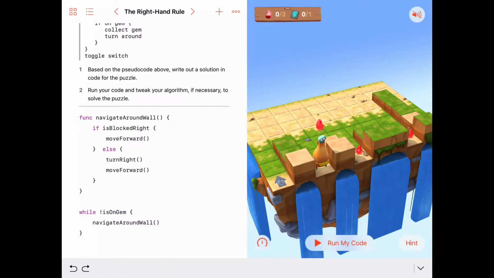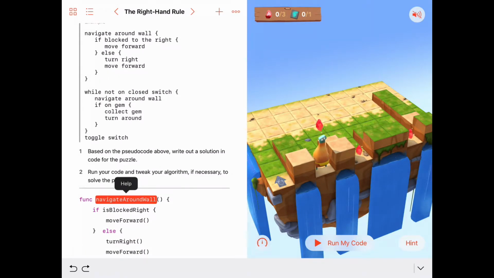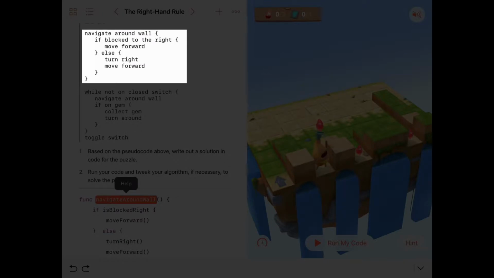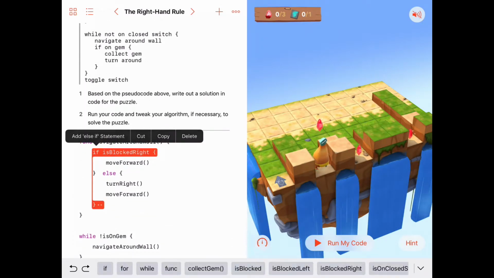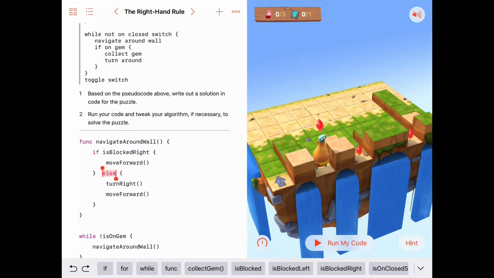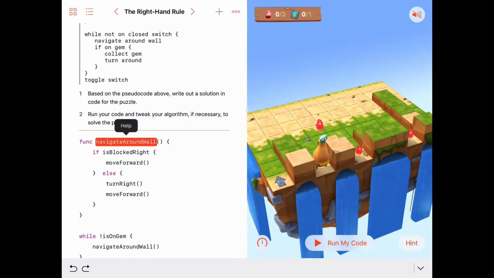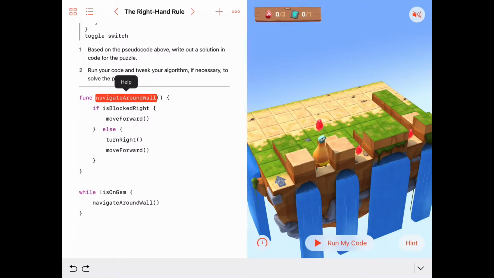All right. So again, what is navigate around the wall? Well, this is just the Swift version of that pseudocode above, which says if we're blocked to the right, that's good. We want to keep moving forward. That means the wall is on our right. But if we've come away from the wall, we have this else statement here, which says we need to turn right, go back and find the wall by moving forward until we're blocked to the right again, and our right hand will be up against the wall. All right. So we're going to keep calling this navigate around wall function as long as we're not on a gem. When we're on a gem, we know we successfully found the gem.